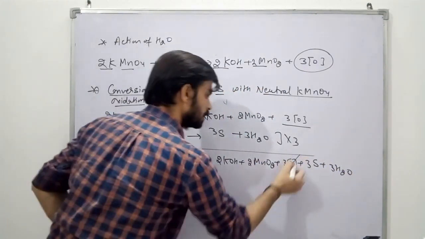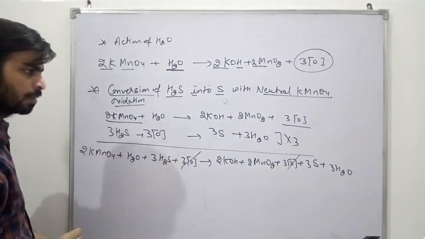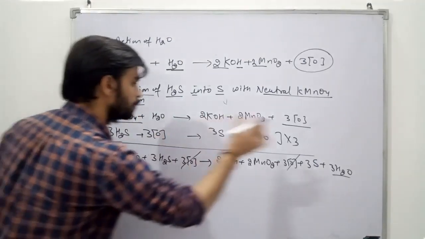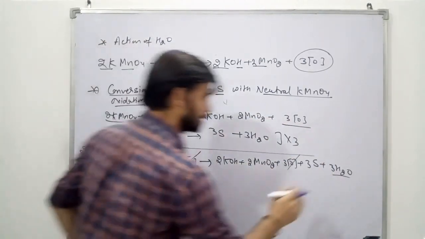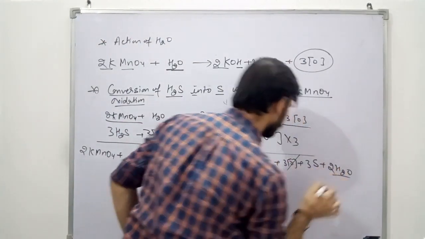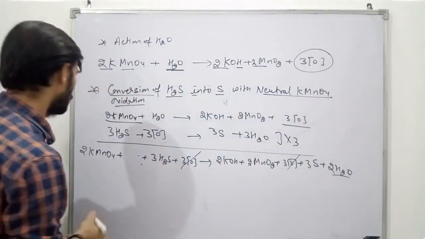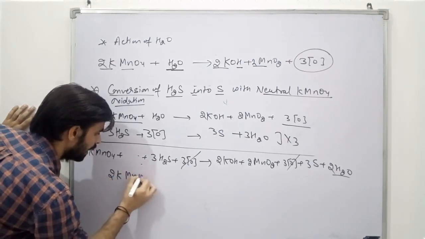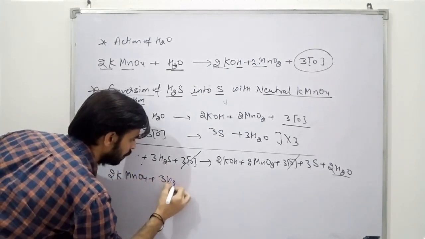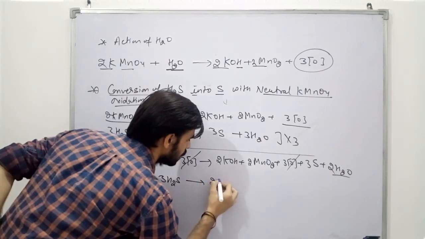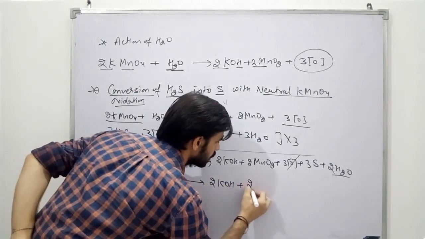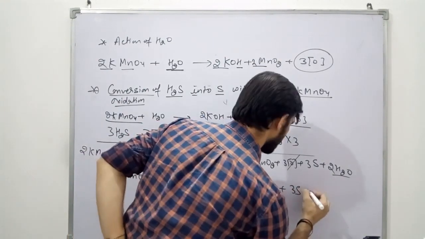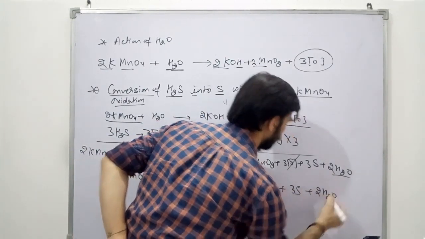Now 3, 3 cancel out. We have H2O and 3H2O. It will move to the right side, then convert into twice of H2O. Anything else? No. So our final equation would be twice of KMnO4, 3 times of H2S gives twice of KOH plus twice of MnO2 plus 3 times of sulfur plus twice of H2O.